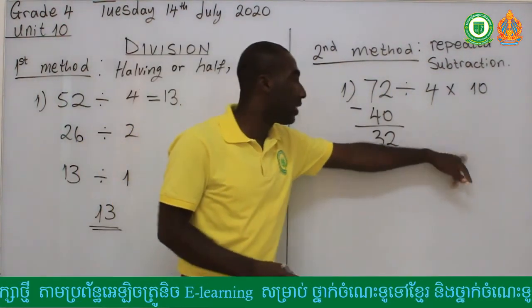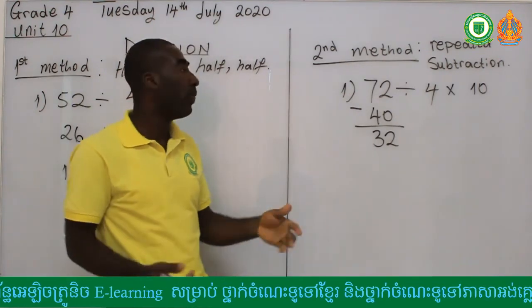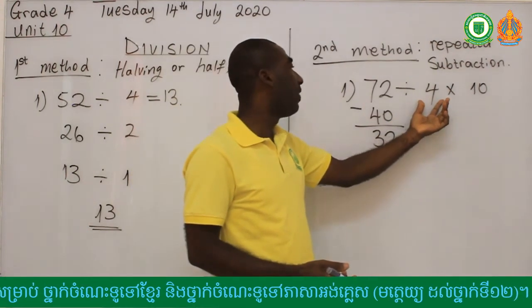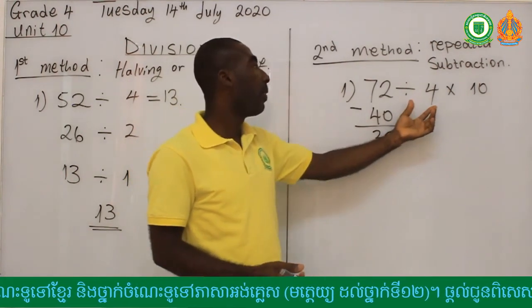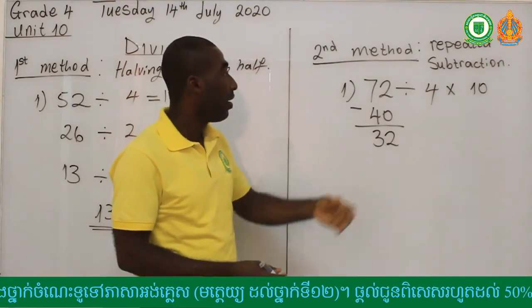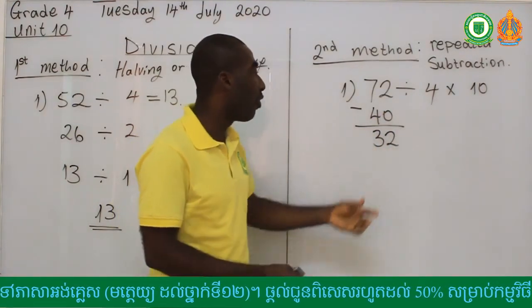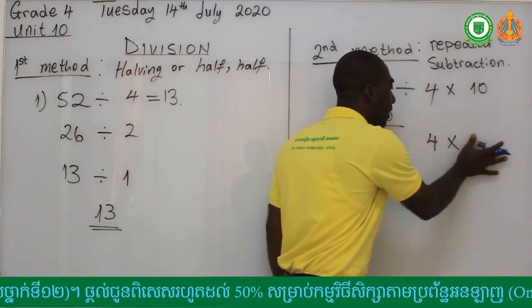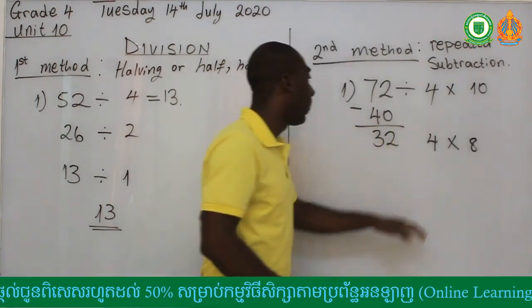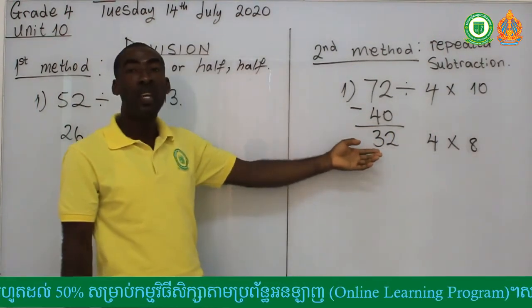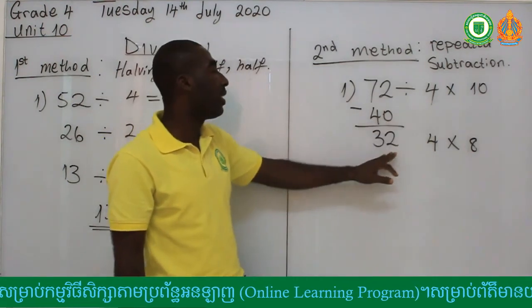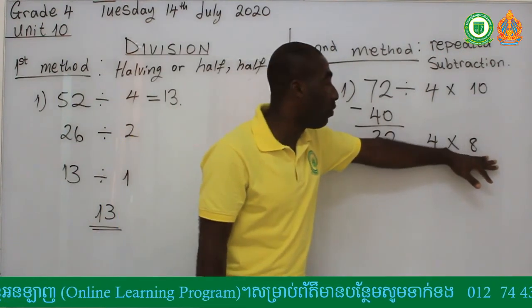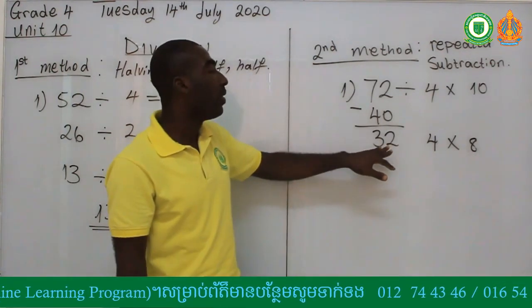Now, what is the next step that we have to do? The next step is that we have to divide this 32 by 4. And we know that 4 times 8 will give us 32. That means when you divide 32 by 4, you're going to get 8. So this is the same way of saying that 32 divided by 4 is 8.